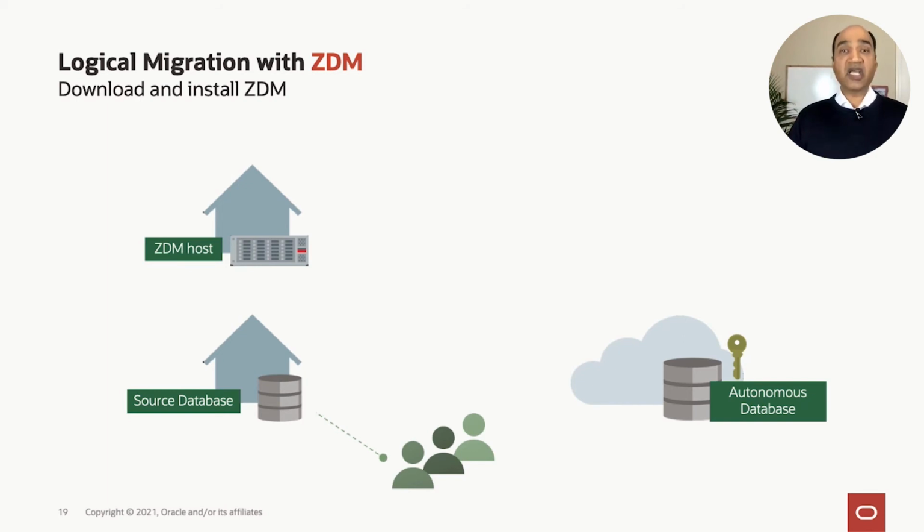Install ZDM on a host. All you need is a Linux host. The footprint is very small. It's about an 800 MB binary. So it takes very little to install and run it. Also comes with its own CLI, etc. So it's easy to configure and fire off.